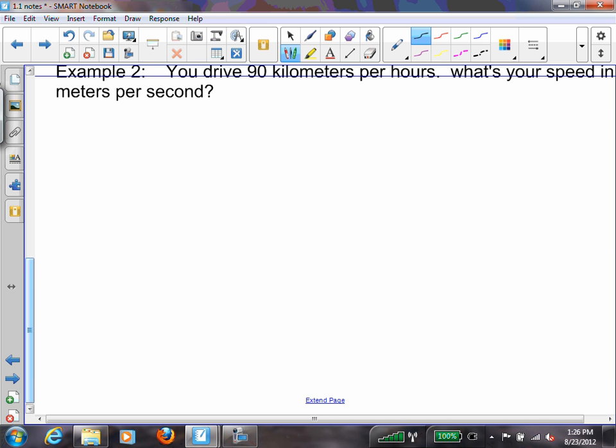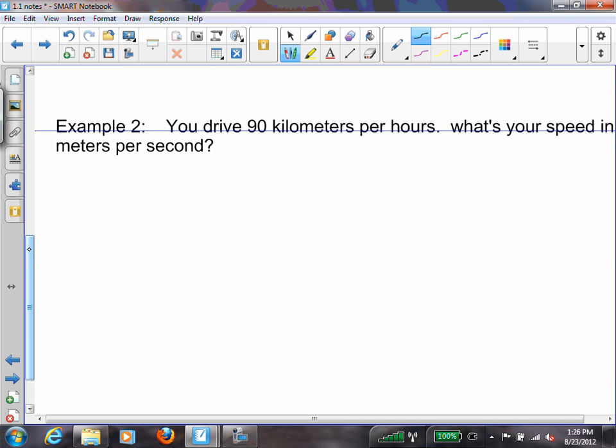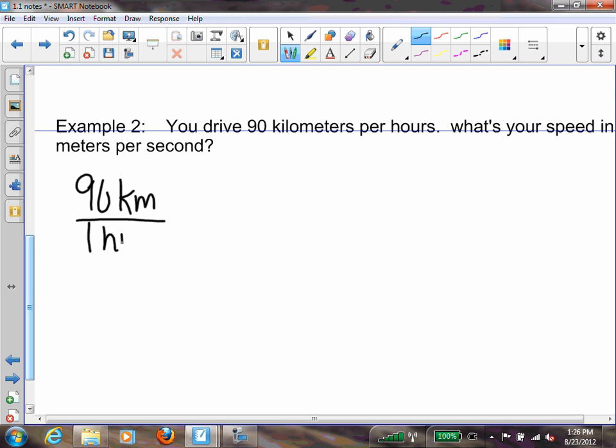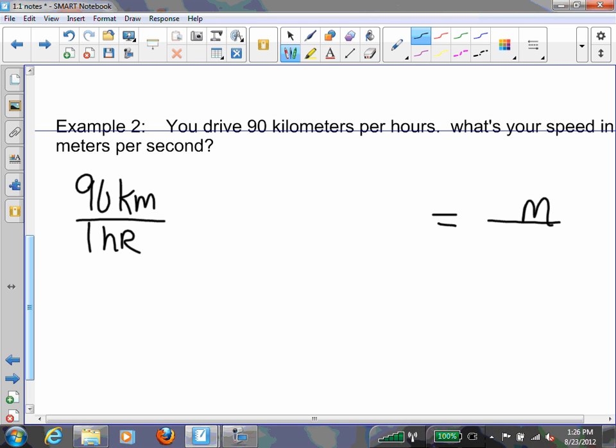Okay, here we go. You drive 90 kilometers per hour. What's your speed in meters per second? So 90 kilometers for every 1 hour. My end answer, all the way down here, has to have what in the numerator? Meters. And what in the denominator?